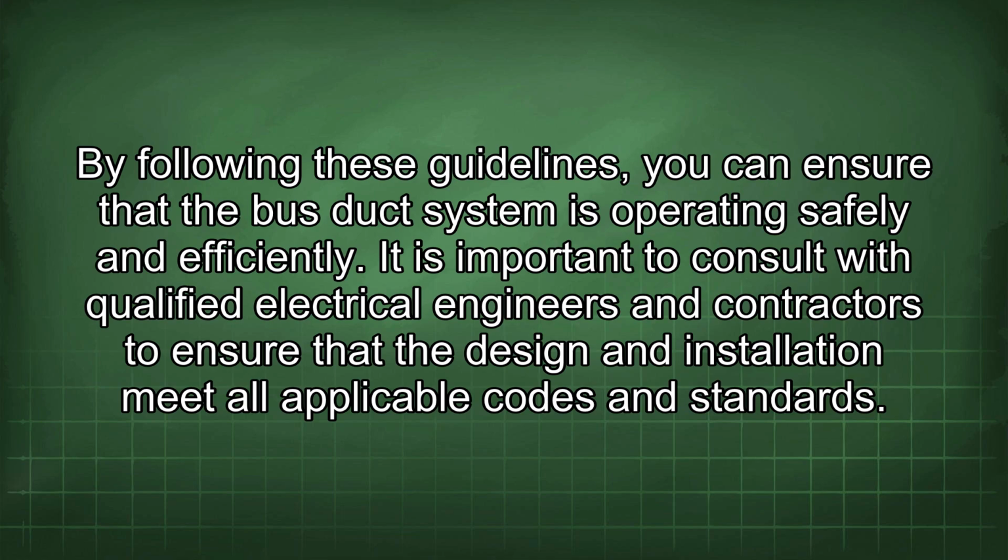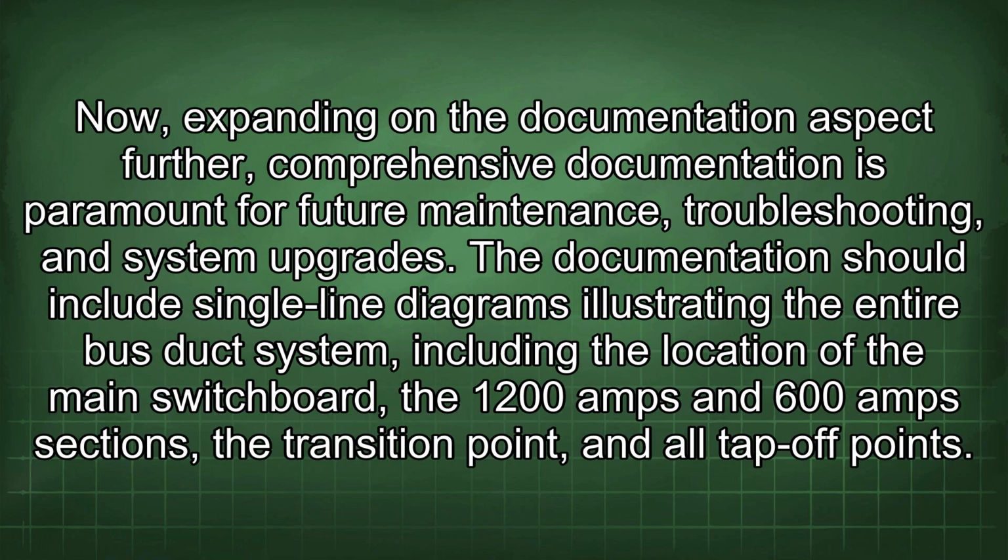applicable codes and standards. Now, expanding on the documentation aspect further, comprehensive documentation is paramount for future maintenance, troubleshooting, and system upgrades. The documentation should include single-line diagrams illustrating the entire bus duct system, including the location of the main switchboard, the 1200 amps and 600 amps sections, the transition point, and all tap-off points.